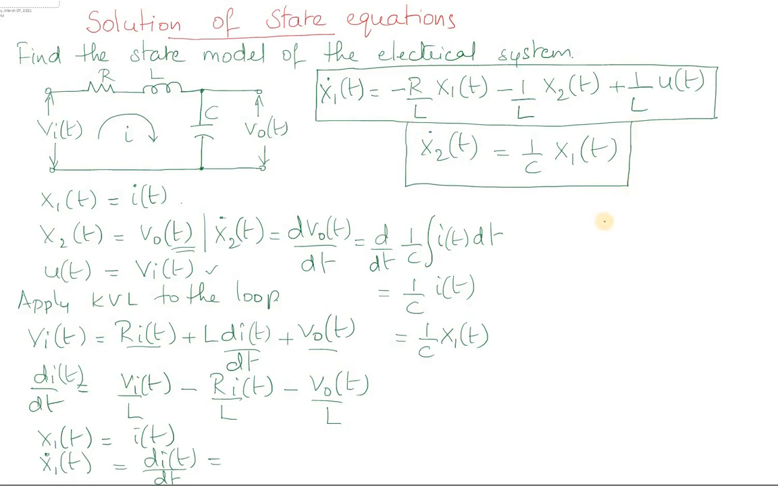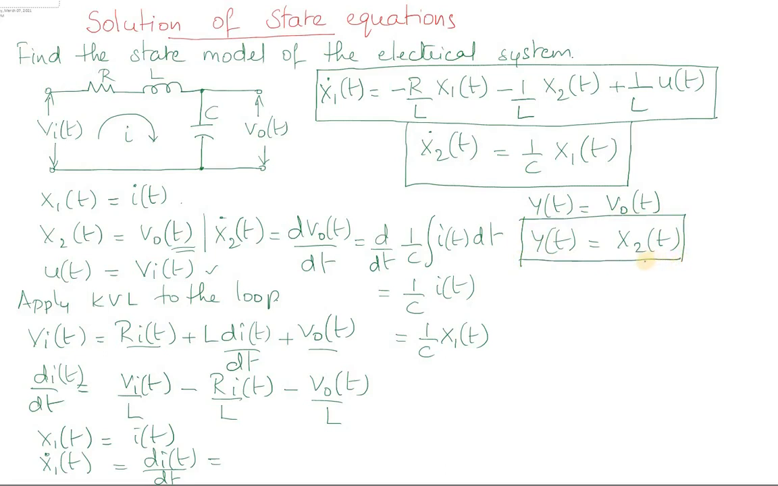Next we'll write the expression for the output. So y of t, the output voltage, is v naught of t. So we can write y of t is equal to v naught of t, but v naught of t is x2 of t. So we'll write y of t is equal to x2 of t. So this is the third expression we need to use for writing the matrix.